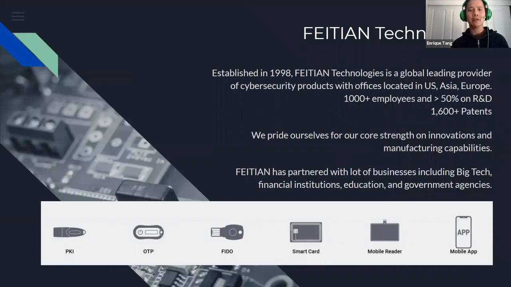So who are we? FEITIAN Technology has been around for more than 20 years. We are a global leading provider of cybersecurity products, with offices located in the US, Asia, and Europe, with more than 1,000 employees, more than half of them in R&D, and more than 1,600 patents. We pride ourselves on our strength as innovators and our flexible manufacturing capabilities. We have partnered with a lot of different businesses, including big tech, financial institutions, education, and government agencies, and we'll be happy to partner with you. We have a wide range of authentication products, from PKI to OTP, FIDO security keys, smart cards, mobile readers, as well as mobile apps.